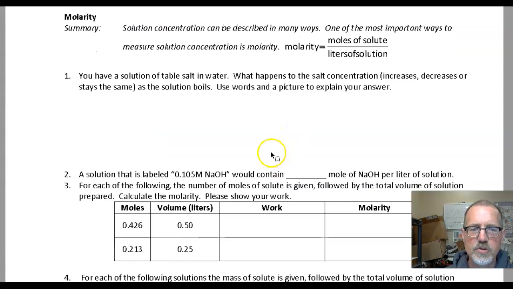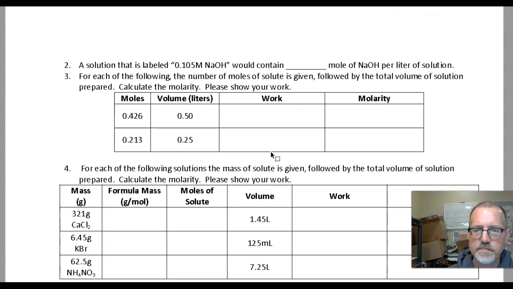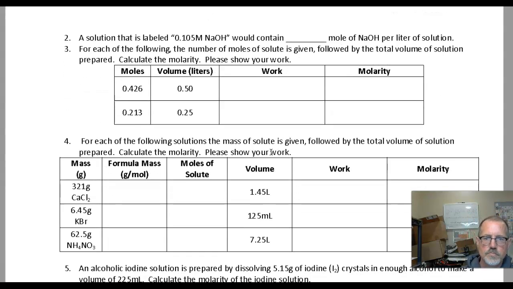Okay, so then we move on to a solution is labeled 0.105 molar of sodium hydroxide would contain how many moles? All right, that's a gimme, so I'm not going to go into much of that. This is a pretty well laid out worksheet, so you have your moles here, your volume here for number 3.